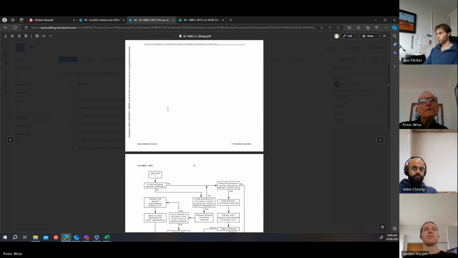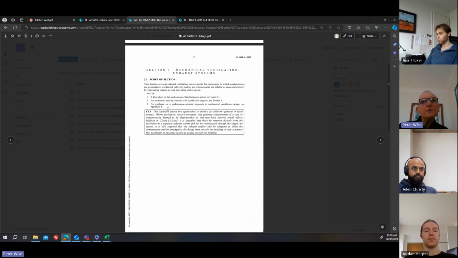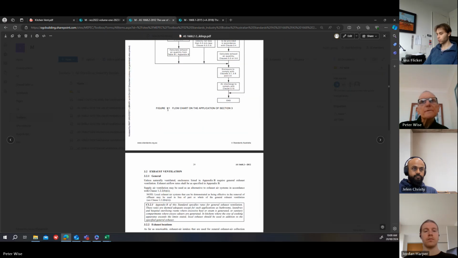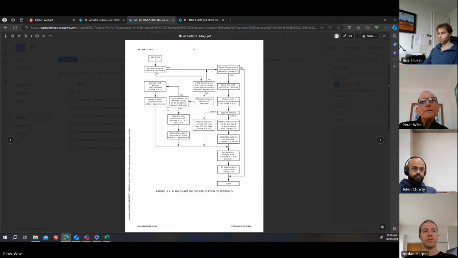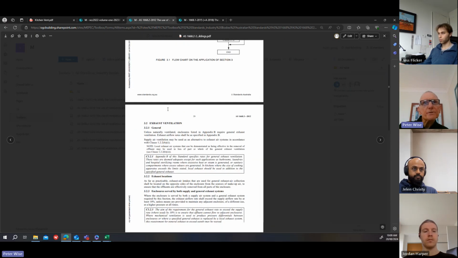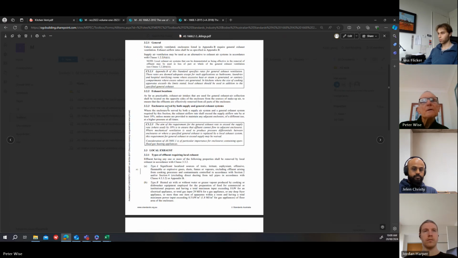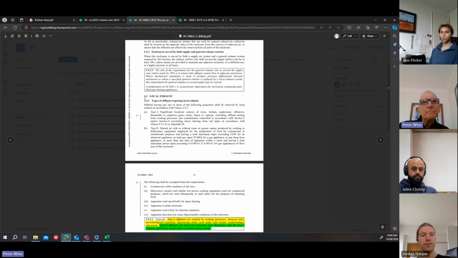So it's mechanical ventilation exhaust systems. There's a flow chart there you can refer to, but we want to just skim down to, firstly, 3.3 local exhausts, types of effluent requiring local exhaust. So there's type A and type B. Type A is basically your industrial processes like welding, so explosive dust or fumes or vapors.